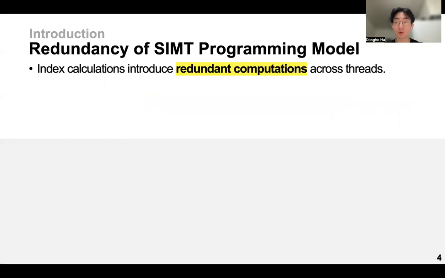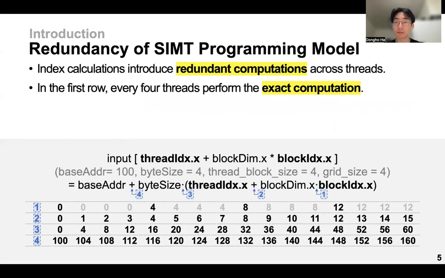The SIMT execution model has a well-known flaw. Index calculations for memory access and branch decisions introduce redundant computations across threads. In the figure, the GPU must multiply the byte size and the index and add the base address of the input array to access data. It depicts the thread computation generated by such computations.